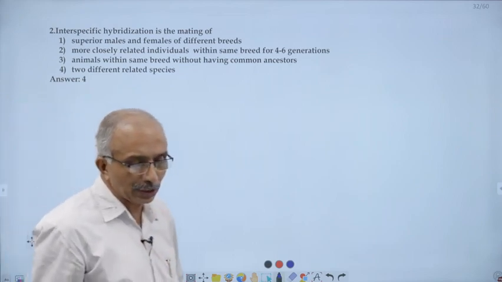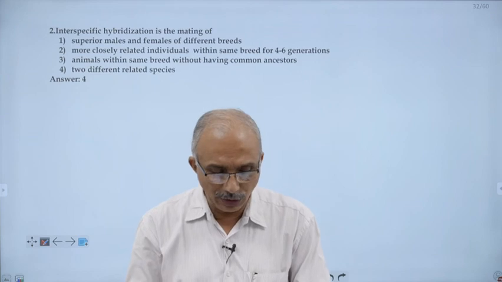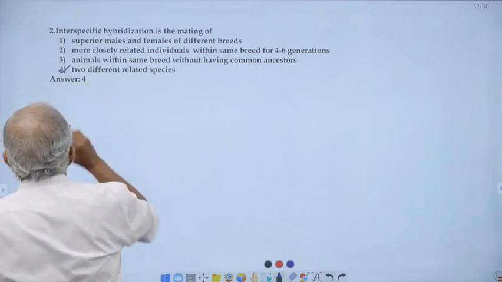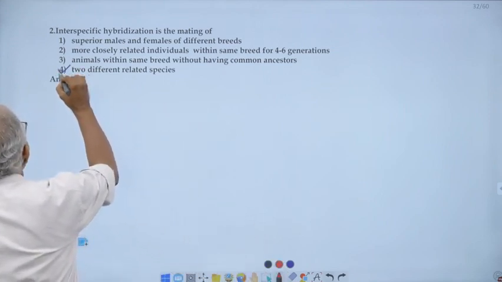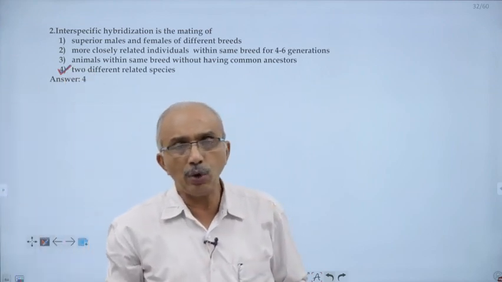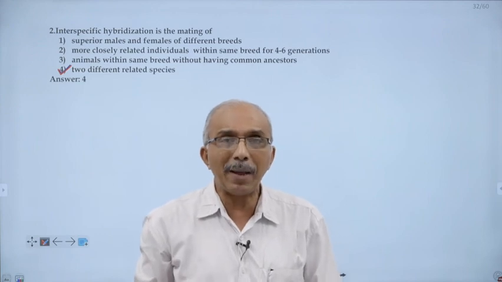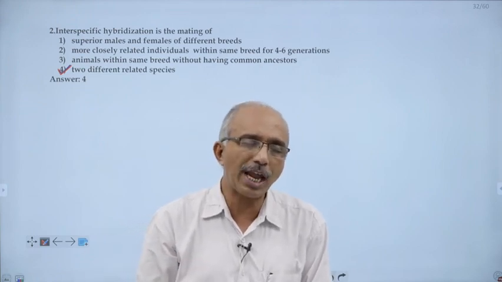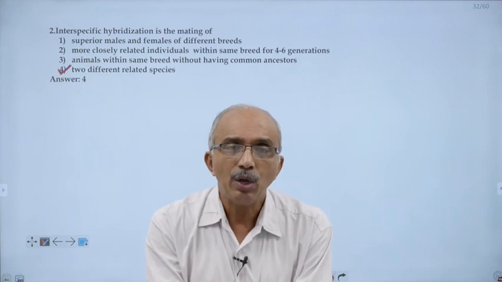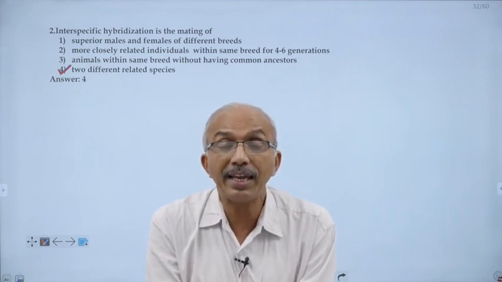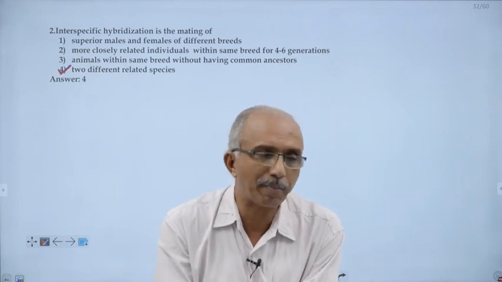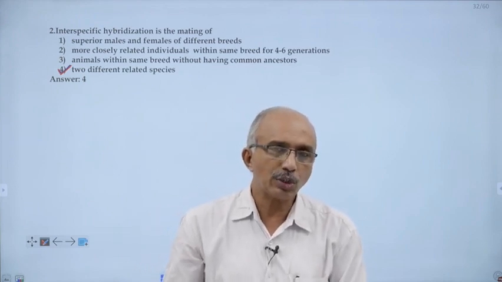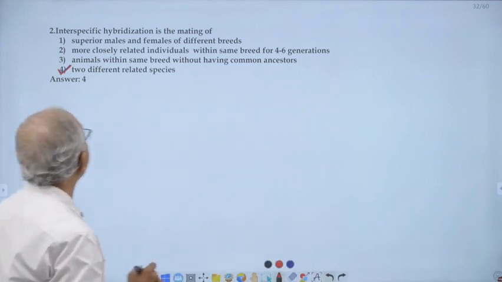Next, interspecific hybridization. Interspecific hybridization is, as we said, two different but related species. You know, horse and donkey mated together to produce mule and hinny. It is an interspecific breeding. Horse belongs to one species, donkey belongs to another species, so it is an interspecific breeding.